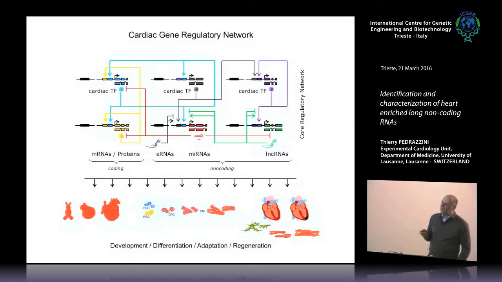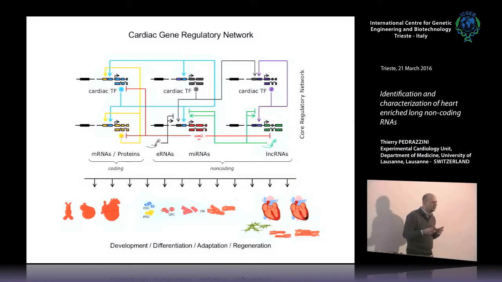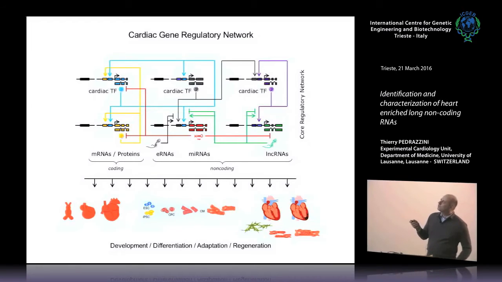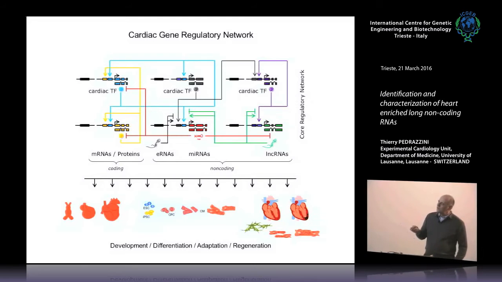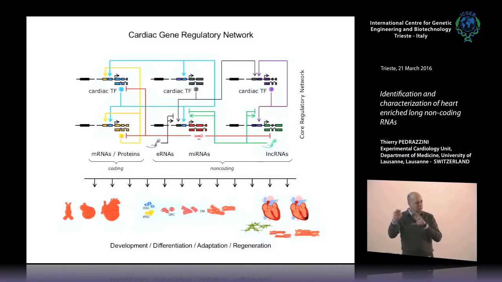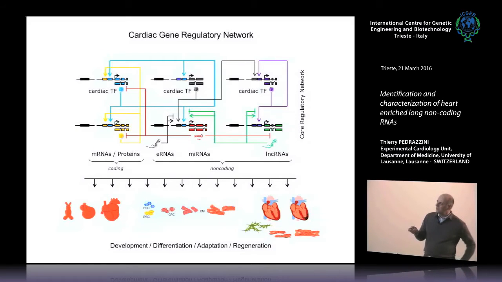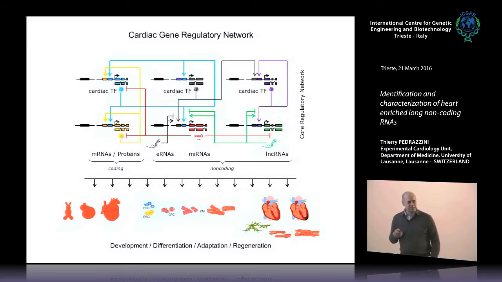Now, all this complex biological process is controlled by what we call the cardiac gene regulatory network. This network controls gene expression, coding gene expression, mRNA production. And this is under the control of cardiac transcription factors that act in a combinatorial manner to control the expression of these coding genes. But more and more, we appreciate the importance of non-coding transcripts, non-coding RNA.